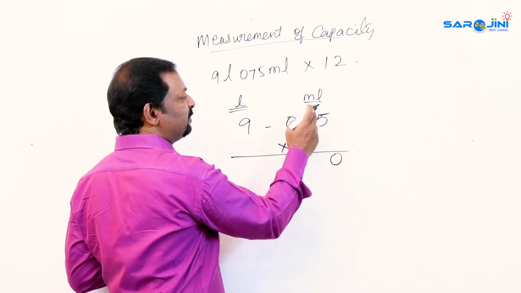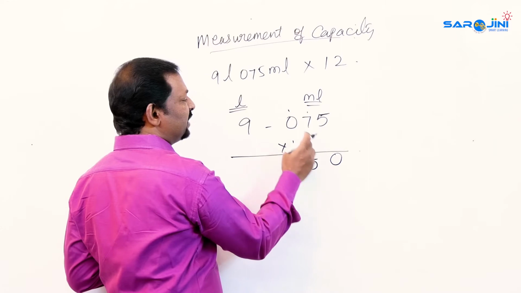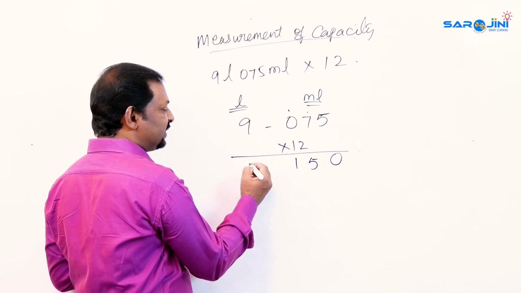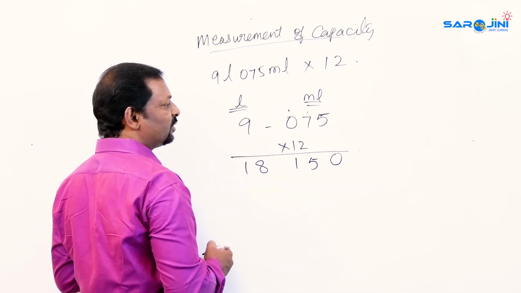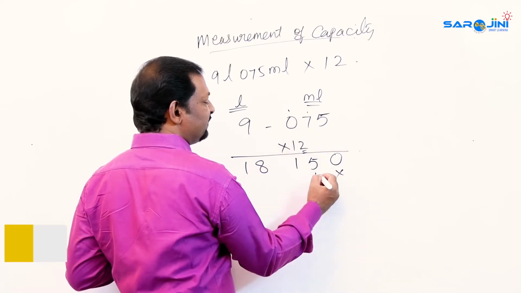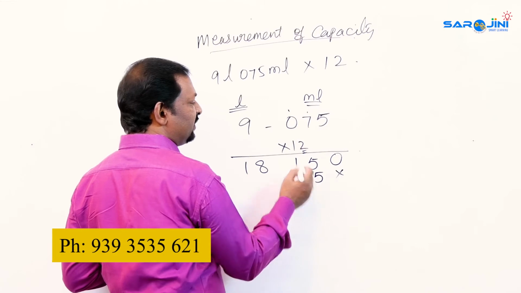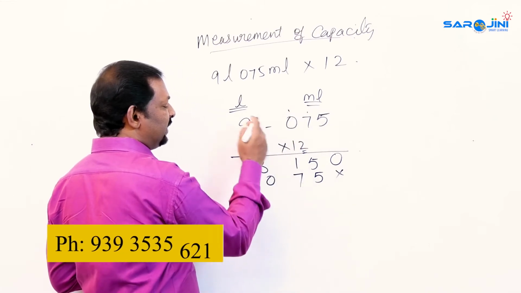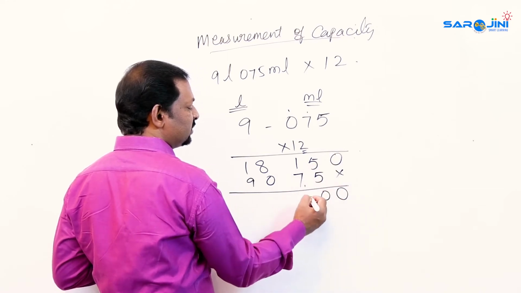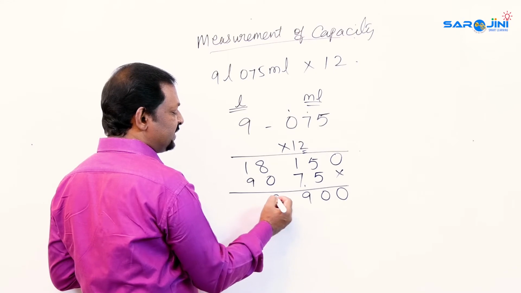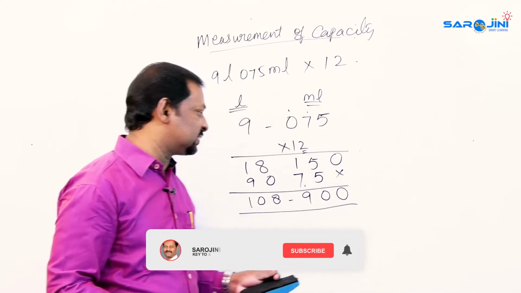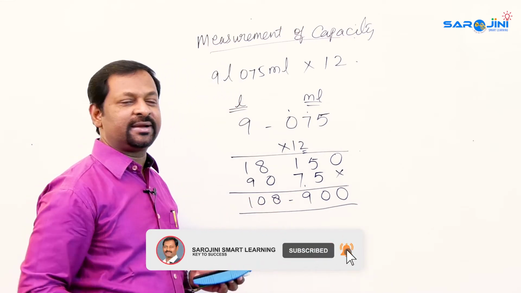2 times 7 is 14 plus 1, 15, 1, 5. 2 times 0 plus 1 is 1. Now 2 times 9 is 18. Okay, now the units place is completed, leave this place. 1 times 5 is 5, 1 times 7 is 7, 1 times 0 is 0, 1 times 9 is 9. So adding, this is 0, this is 10, this is 9 and this is 8, this is 10. So what I am getting is 108 liters and 900 milliliters.